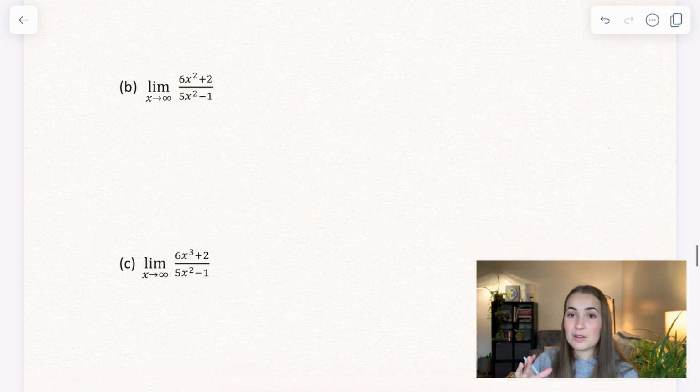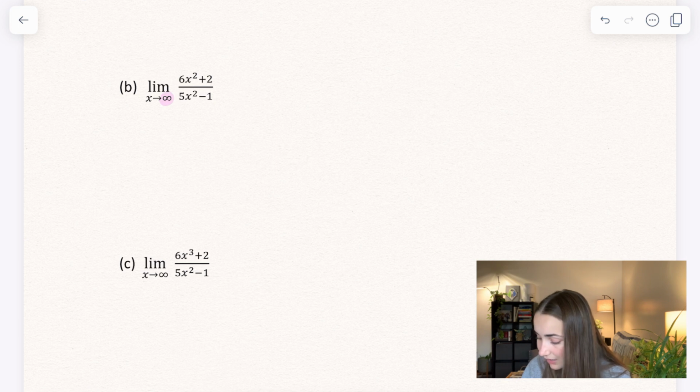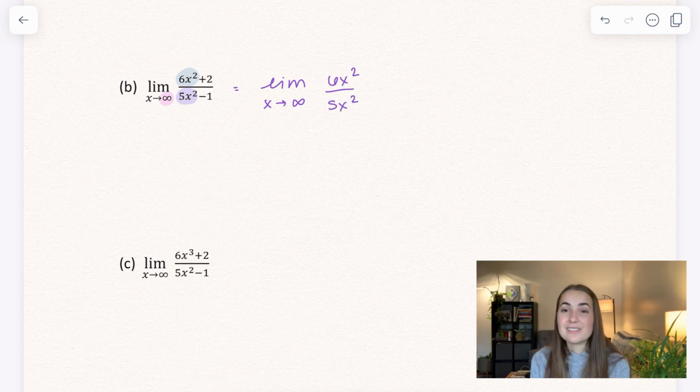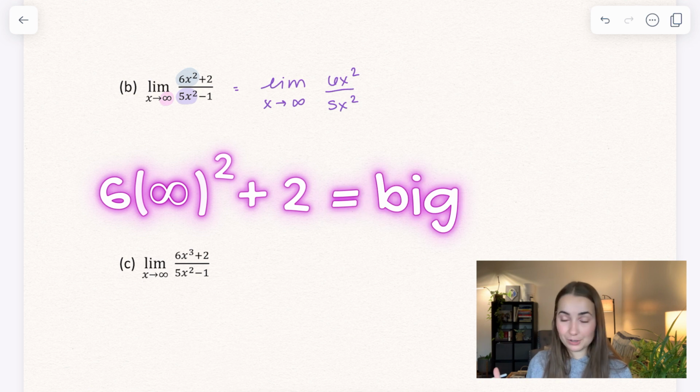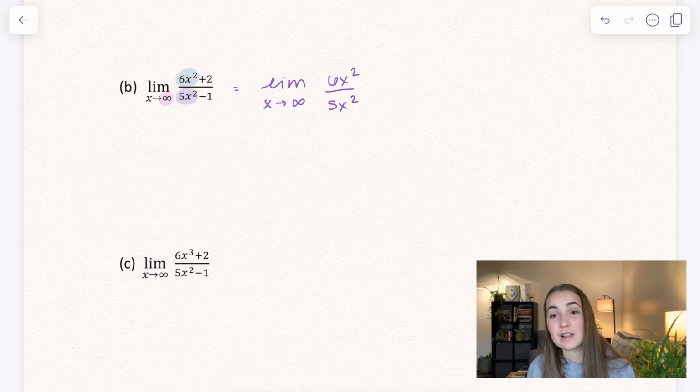Now, this is my favorite method. You can only use this if we're approaching positive or negative infinity, but it's where you take the biggest terms on the numerator and the denominator. So here I can see my largest term is going to be 6x squared, and in the denominator it's going to be 5x squared. And I can just rewrite my limit with just those two terms. The reason for this is when we plug in infinity, we have 6 times infinity squared plus 2. Adding 2 is not going to make much of a difference at a really, really big number. It's still just going to be a really, really big number. Same thing with the denominator. So that's why we can just take the highest terms at limits at infinity.